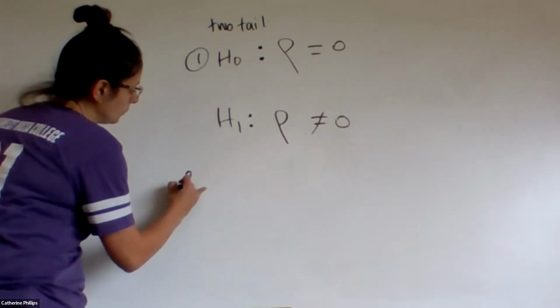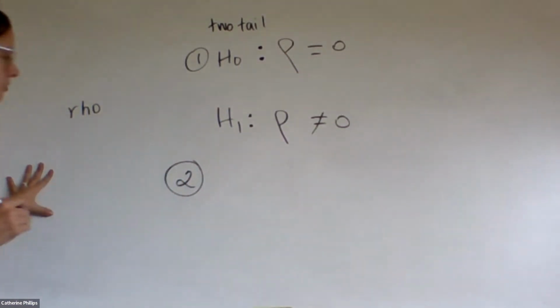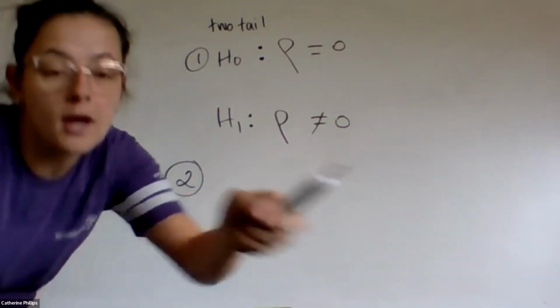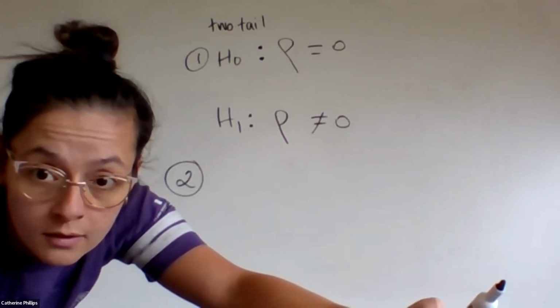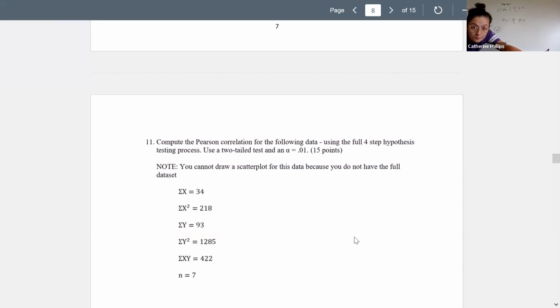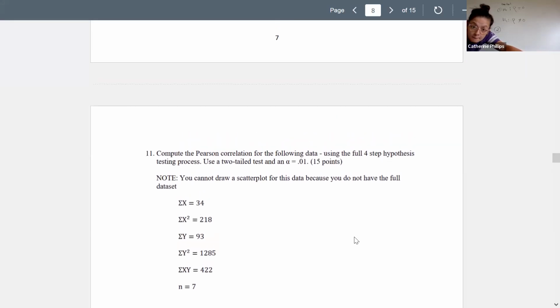For step 2 of the hypothesis testing procedure, we need our alpha level, which I'm going to flip back to the other screen. I believe it was 0.01, but I want to double check that. And sure enough, it is. Alpha is 0.01. We have a two-tailed test. We also need to calculate our degrees of freedom, which is n minus 2. And our n here was 7. Okay, so we have to calculate that value.